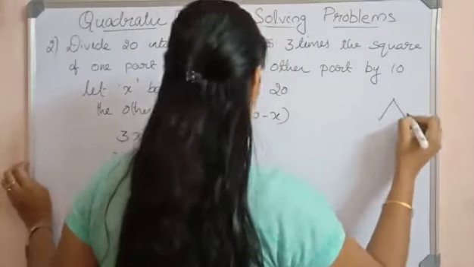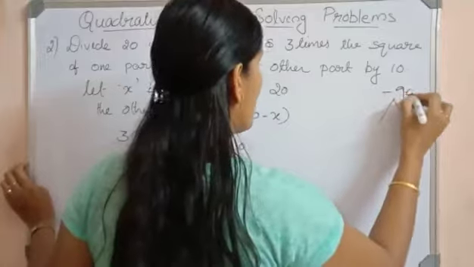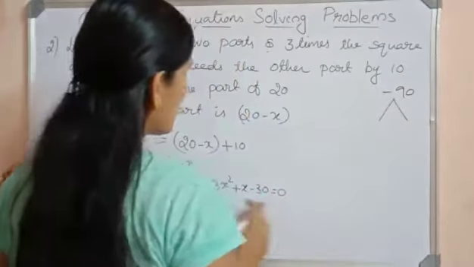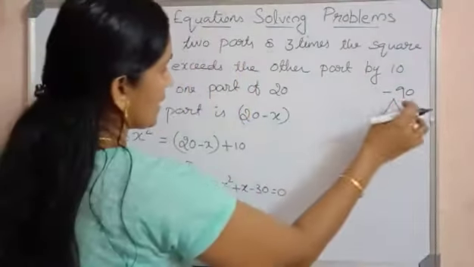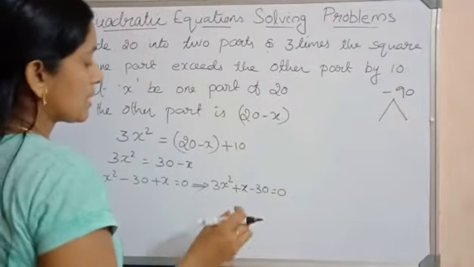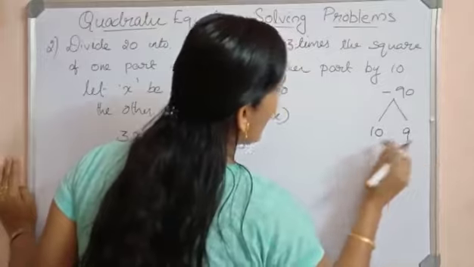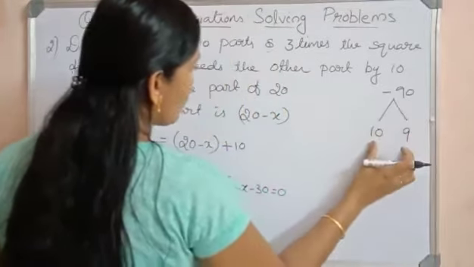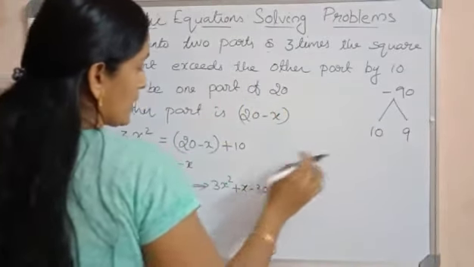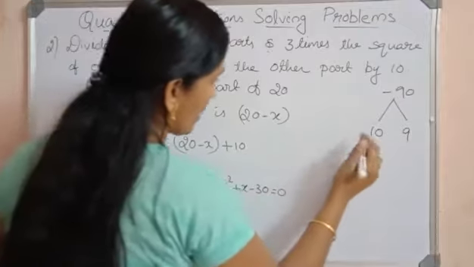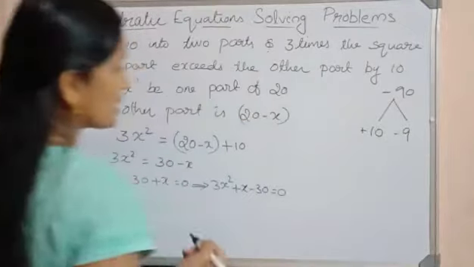The product is minus 90 and the sum is plus 1. So split 90 into two terms such that the sum is plus 1. Consider the numbers as 10 and 9. 10 nines are 90 and the difference between these two is 1. Since the sum is positive, the greater number is positive and the smaller number is negative.